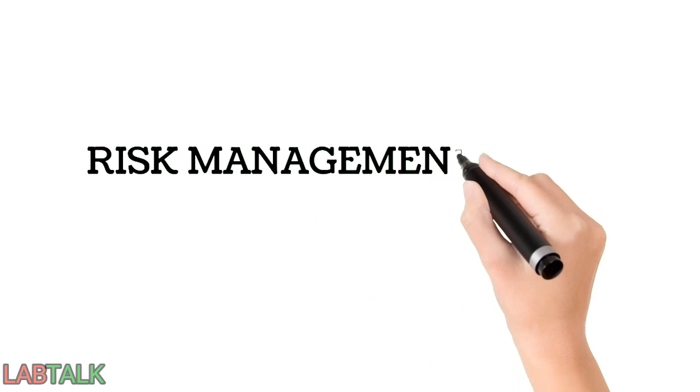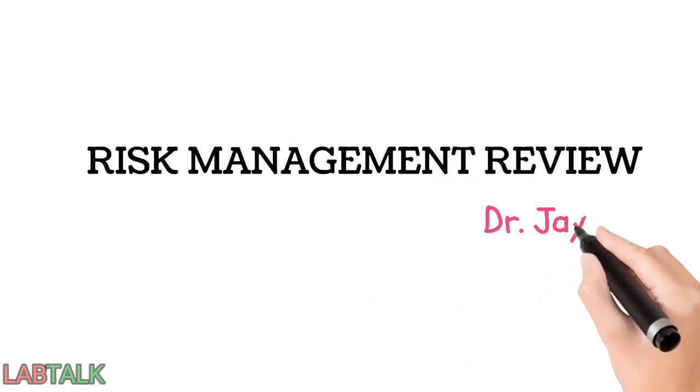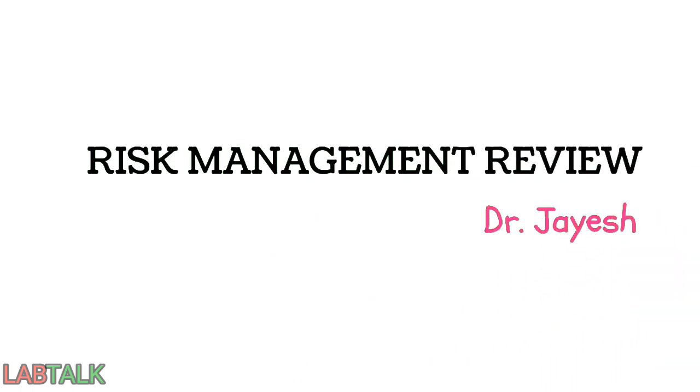Now the next part in the risk management process is the risk management review. Here we have to perform an activity where whatever risk we have identified, what was the severity, what were the actions taken, and what is the completeness of risk control, all that activity we have to present as a risk management review. So this risk management review has three parts.